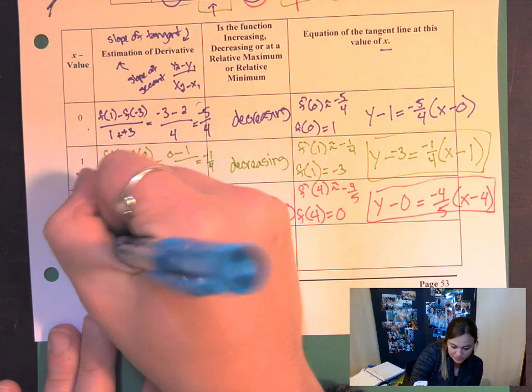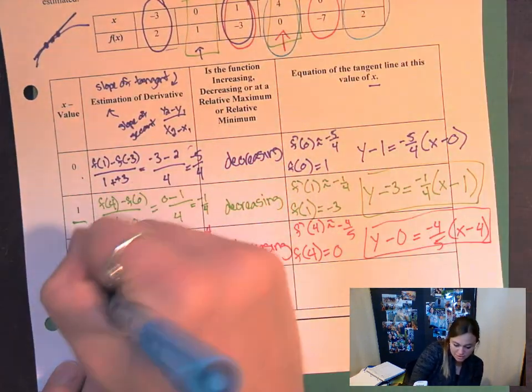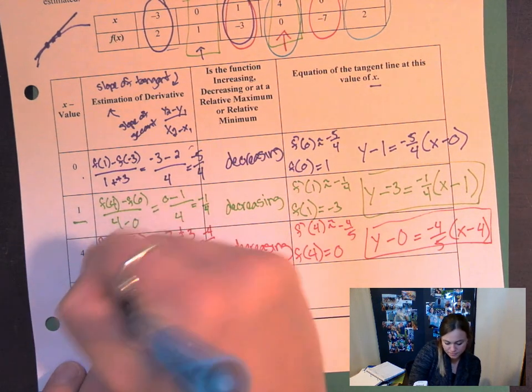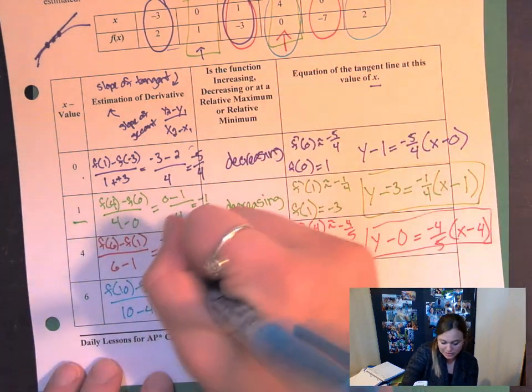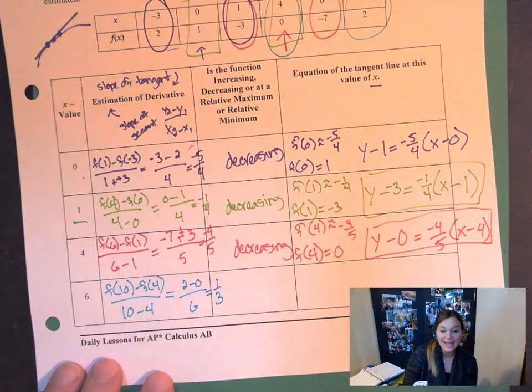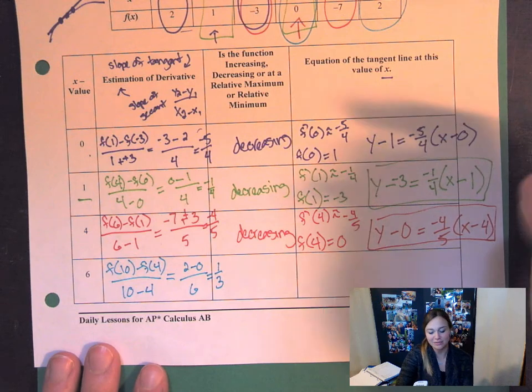So I've got 6, so I'm choosing a point to the left and to the right. F of 10 minus f of 4. So I'd have 2 minus 0 over 6. 2/6 is the same thing as 1/3. Hey, this one's positive. That's exciting. Do you see how I smiled about that? I said positive and then I smiled anyway.